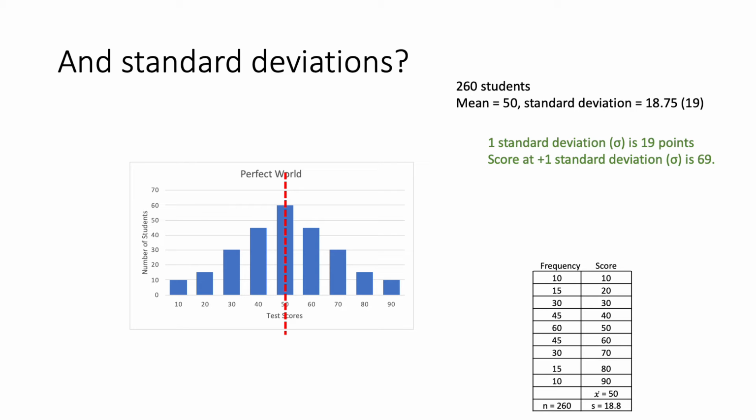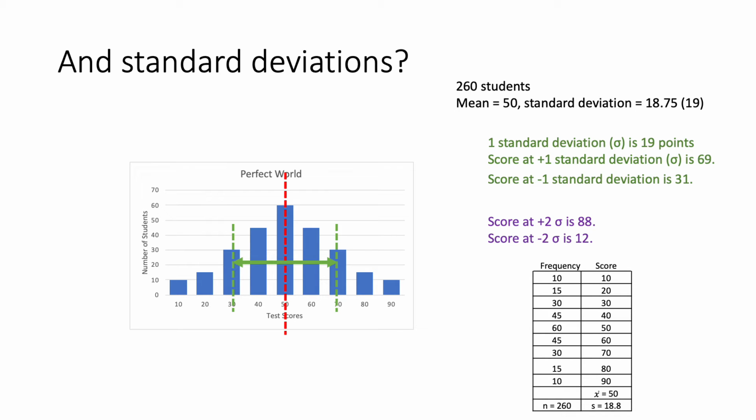That means that the score at plus one standard deviation is 69. So you go up 19 points from that mean of 50. You add one standard deviation to it. One standard deviation is 19 points. So it goes right there. That's one standard deviation above the mean. And we can go the other way too. One standard deviation below the mean, we're going to subtract those 19 points from 50, and we're going to get a score of 31.